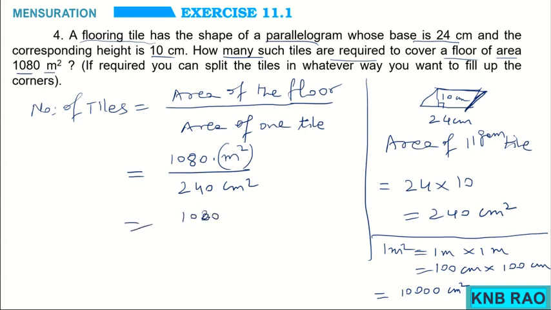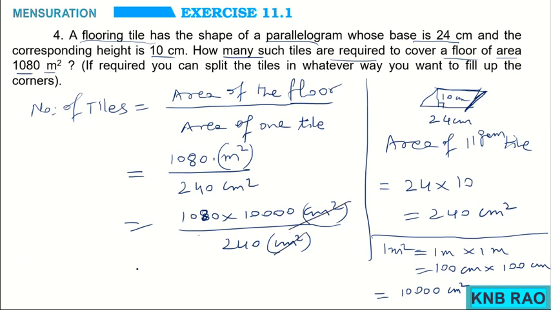10,000. 1080 into 10,000 centimeter square upon 240 centimeter square. Then only will this centimeter square go off with this centimeter square. Now I can go for further simplification. The zeros get cancelled, and if you do the cancellations, you will get 45,000 tiles required to floor this entire room. Okay. Now coming to question number 5.